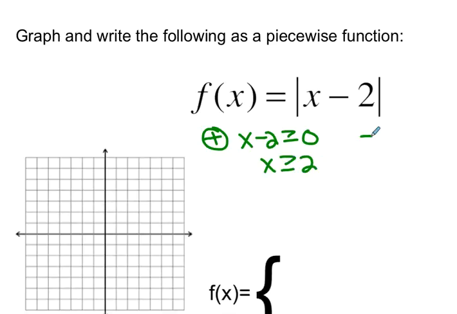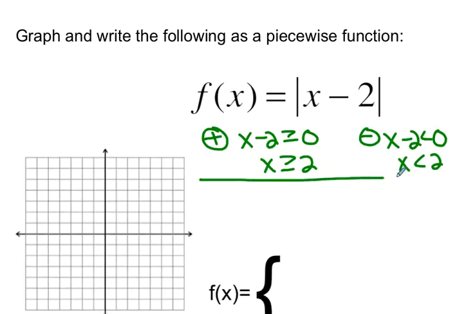Now the negative part would be if I said x minus 2 is less than 0, and I would just get x is less than 2. I didn't put in a negative sign yet. That's the second step. These are just creating domains for each line. Now when that's done, I actually will just drop the bars and solve for each case.